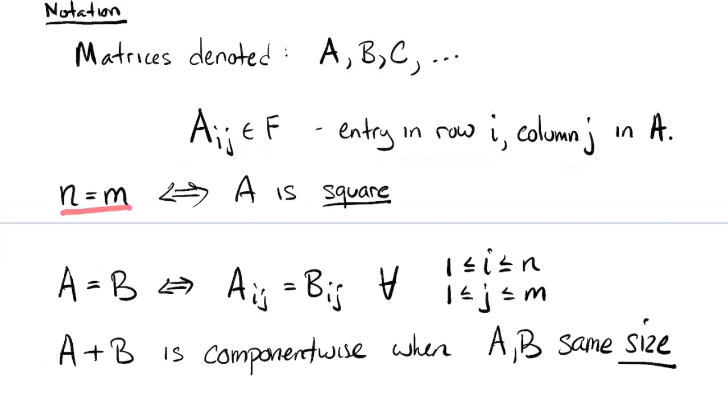If n and m are the same, then we call it a square matrix. So it's got the same number of entries in the rows as the columns. It's not longer than it is tall or vice versa. Two matrices are the same if and only if they have the same entries for all possible values of the indices. The size of the matrix is how many rows and columns it has. Two matrices of the same size you add component-wise, just like you do vectors in F^m. You take the entries in the corresponding places and add them together to produce a new matrix of that same size.